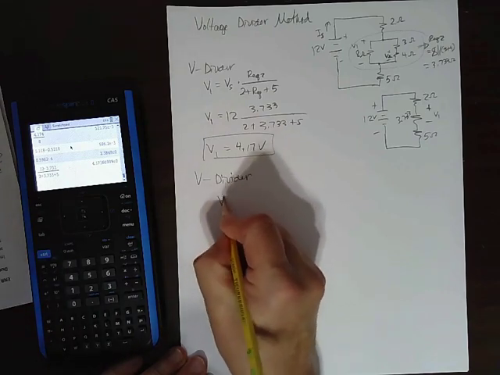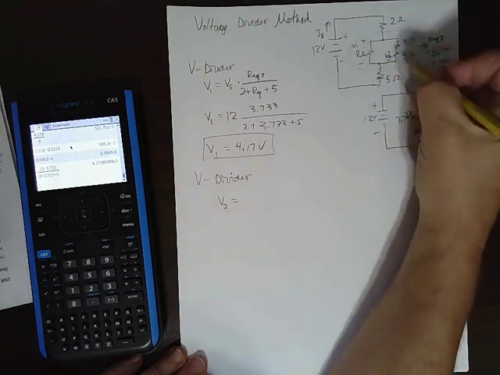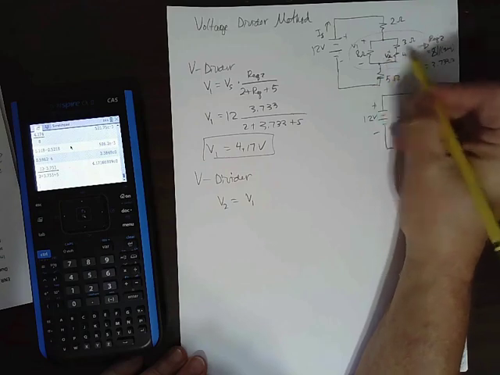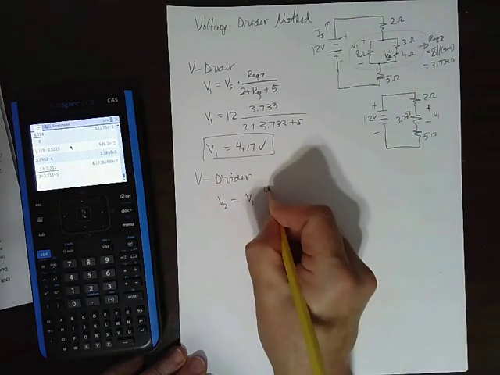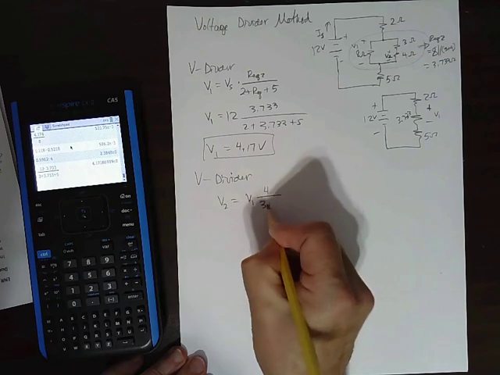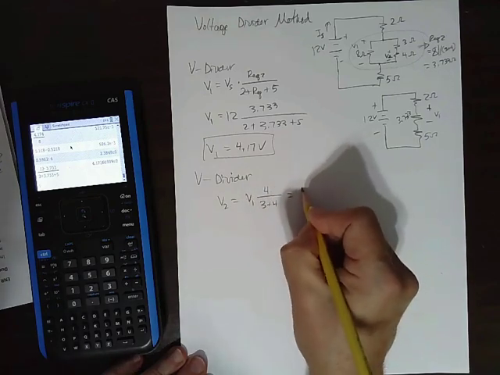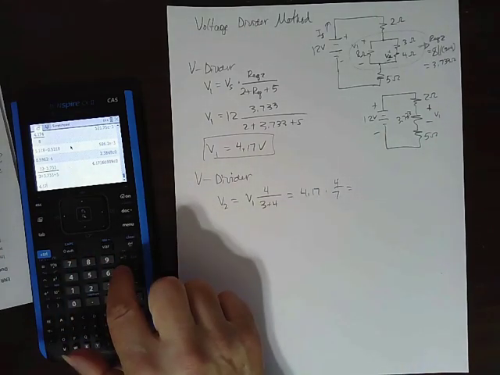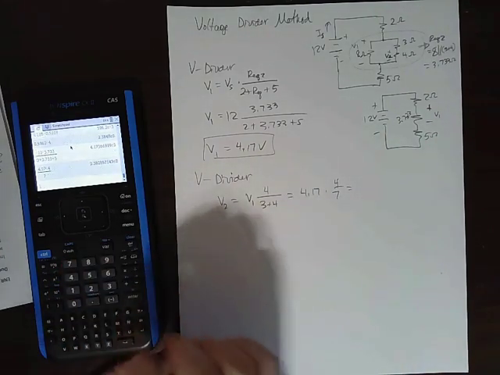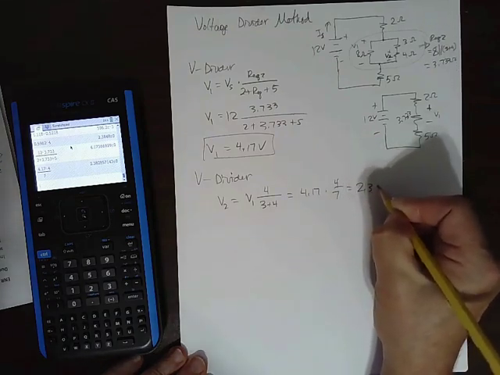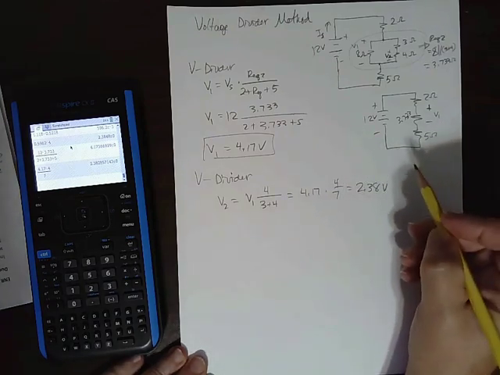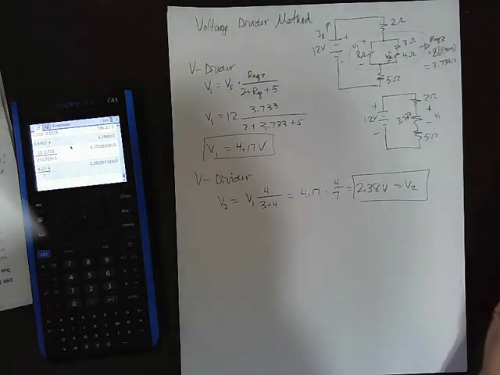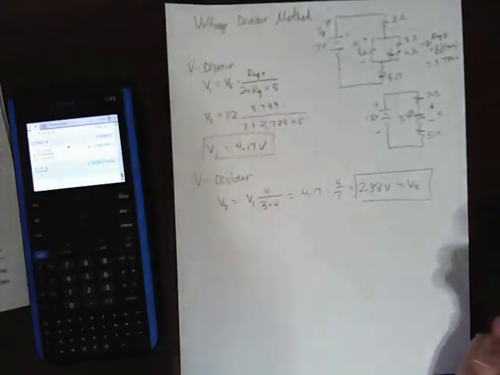out of it. All right, so in this case, V2 is going to be the total voltage across those two resistors, which is just V1. And then the resistance of where we're looking for the voltage goes on top, so that's 4 over the total, 3 plus 4. All right, so V2 is 4.17 times 4 over 7. All right, 2.38 volts. Which is what we had before. Yay! Okay.